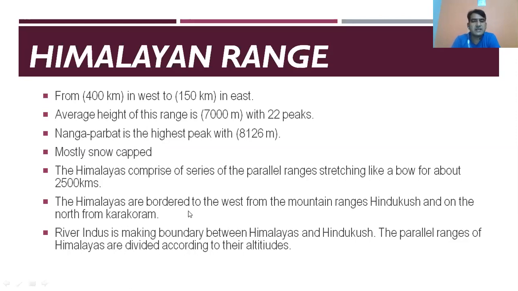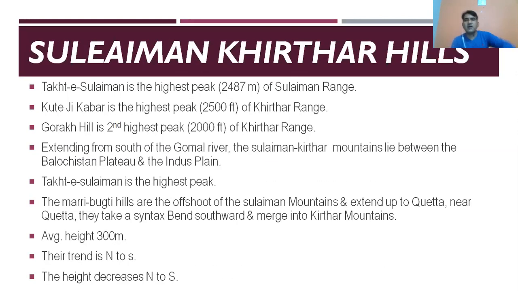The Himalayas are bordered in the west by the Hindu Kush mountain range, and on the north by the Karakoram. I told you before, the River Indus makes the boundary between the Himalayas and the Hindu Kush. We had different rivers in the Karakoram and in the Hindu Kush, but from the Himalayas, at the bottom of the Karakoram, the signs of the Indus River start. The Indus River starts its journey from there. Then we have the Sulaiman-Kirthar mountains.